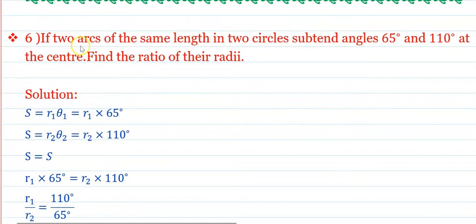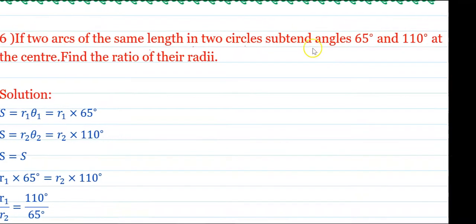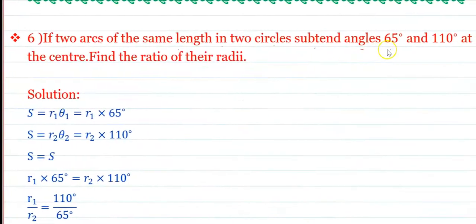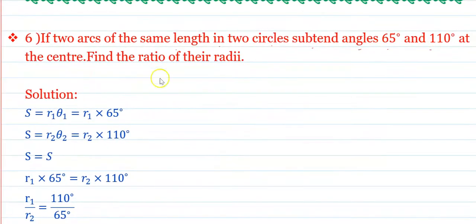Next, if two arcs of the same length in two circles subtend angles 65 degree and 110 degree at the center, find the ratio of their radii. Let S be the same for these two arcs, length S. S is equals to R1 theta 1, that is R1 into 65 degree. S is equals to R2 into theta 2, that is R2 into 110 degree. Length of these two arcs are same. Therefore, R1 into 65 is equals to R2 into 110.